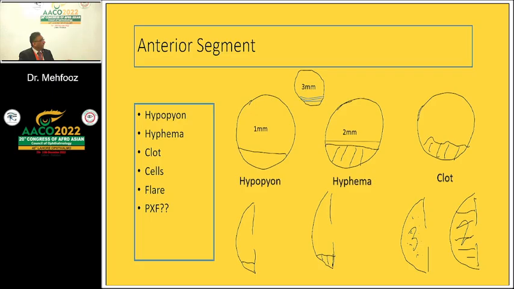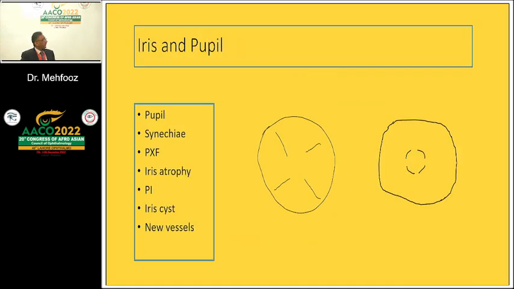So the straight line is just for the hypopyon, and with the vertical line it is for the hyphema, and it depends how many horizontal lines you have drawn. 1 line for 1 millimeter, 2 for 2 millimeter, and 3 for 3 millimeter. This one at the bottom, dots with a 3, means plus 3 cells, and lines with a 2 means plus 2 flare. So you can actually draw the flare and the cells as well.